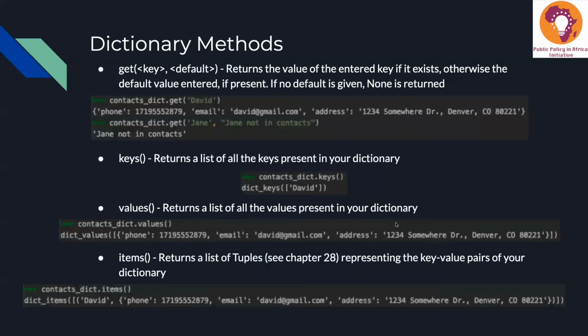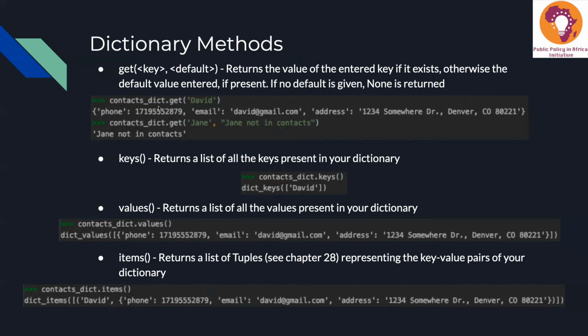All right, dictionary methods. So the get method. It can accept two parameters, and only one of them is required. So key is the first parameter, and this one is required. And then there's the default, which is not required. So it returns the value of the entered key if it exists in the dictionary. Otherwise, the default value that's entered, if present, is returned. If no default is given, the value None is returned.